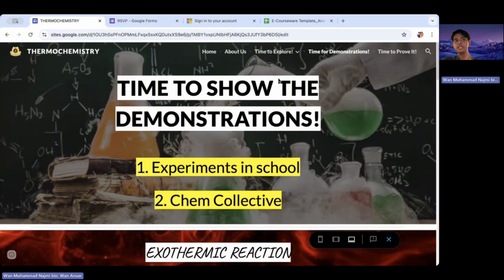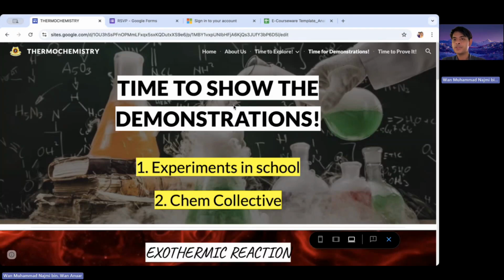Because we believe in this era of globalization, all students need to do hands-on activity in order to have a better understanding for their education, right? So that's why this part of the Google Site is very important and plays a crucial role in order for the students to have a better understanding of the thermochemistry subject.